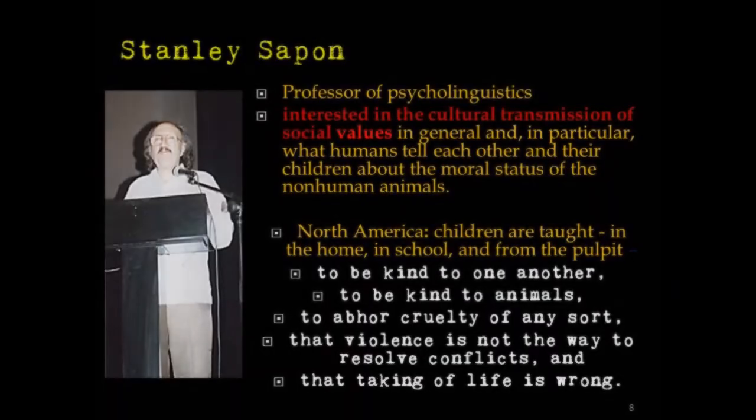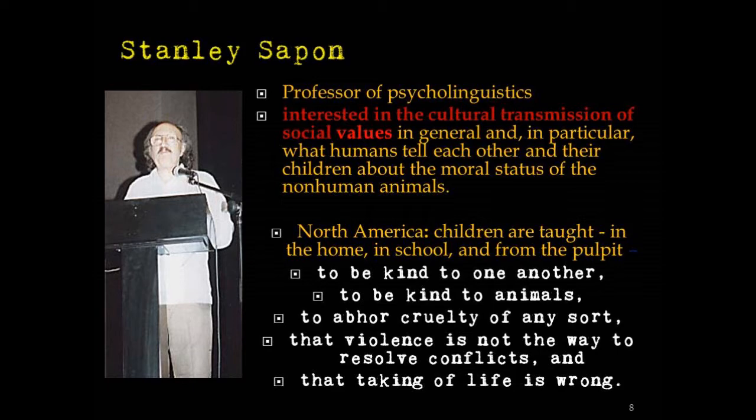Going back to sociology, I'm actually using some work from a psycholinguistic professor, Stanley Snapon here. But he's looking at the generational transfer of culture and norms and values. And he does it in a general sense, but he also looks at how our relationship with other animals, other sentient beings. The important part is the bit that's picked out in white. Now, this is North American culture, and children are taught to be kind to one another, to be kind to animals, to abhor cruelty of any sort, that violence is not the way to resolve conflicts, and the taking of life is wrong.